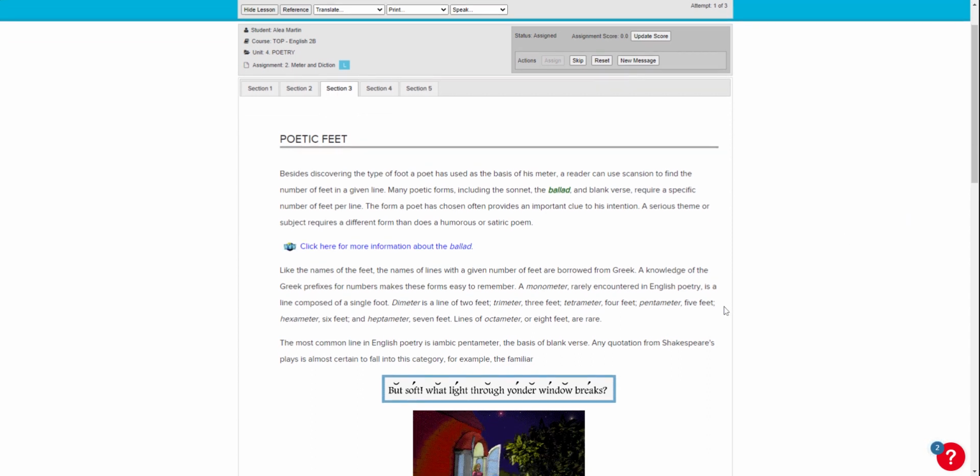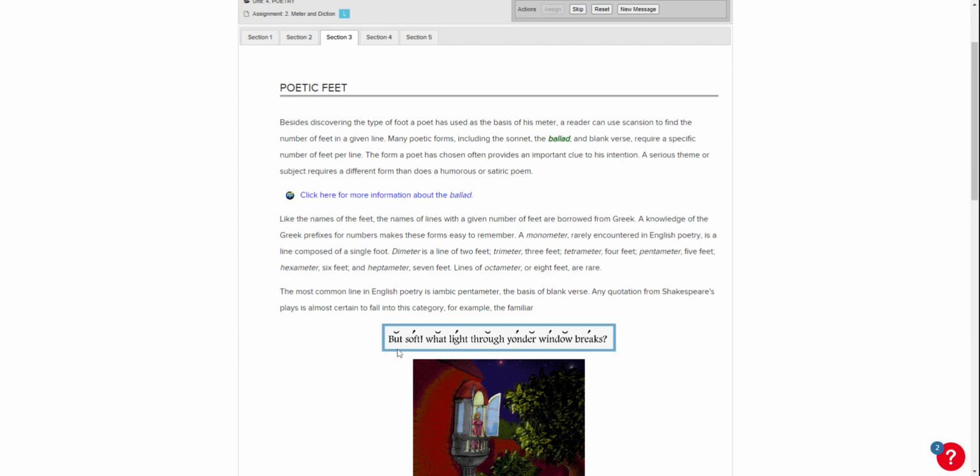I have an example here. "But soft, what light through yonder window breaks." There's that soft, light, yawn, when breaks. I'm kind of counting the emphasis syllables there. There's 5 sets of those. And because there's no emphasis on the first, emphasis on the second, sets of 2 syllables, that means it's iambic. And with 5 feet in that line, that's iambic pentameter.